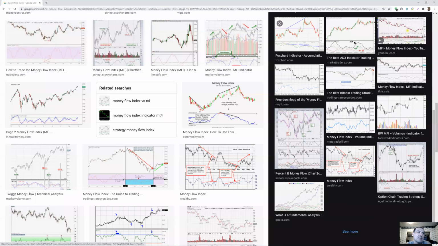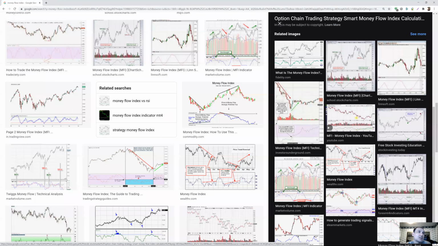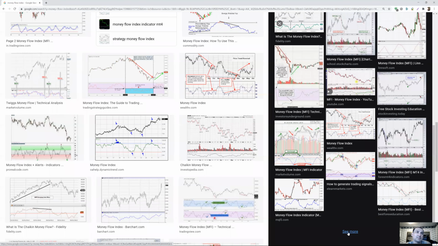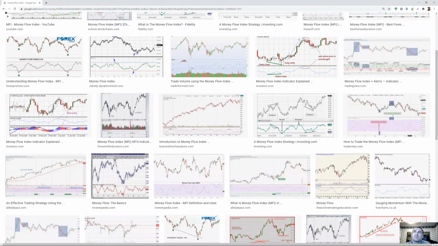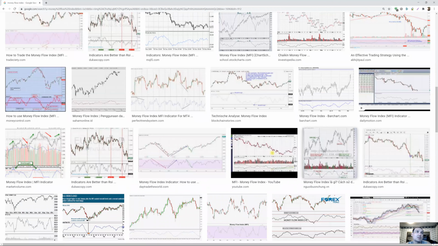So there's different types of money flow being overbought and oversold. So there's different divergences you got to look at. Let's see for other good charts here.